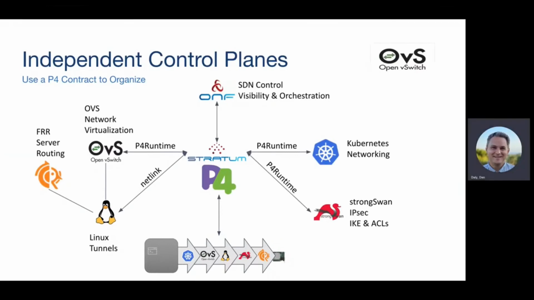So we've taken all of these different independent control planes, and in some cases like Linux, we take a well-known path to copy the state of that control plane into the P4 pipeline. In other places, like in OVS, we're making modifications to OVS so that it can push this state over P4 runtime over into the data plane.